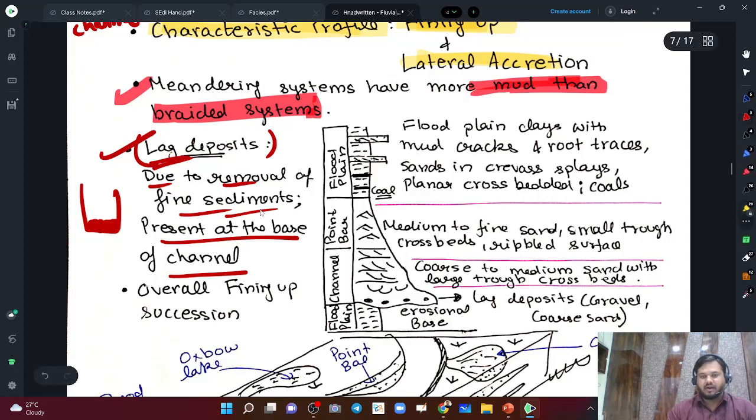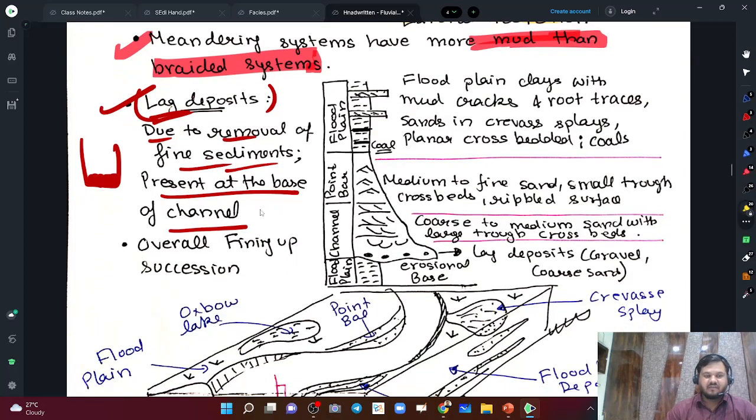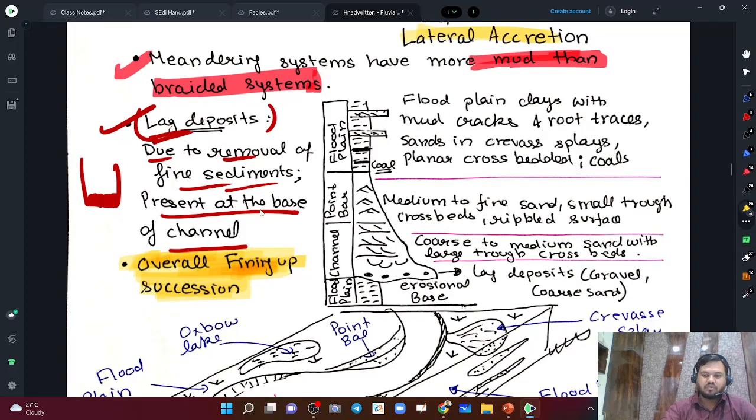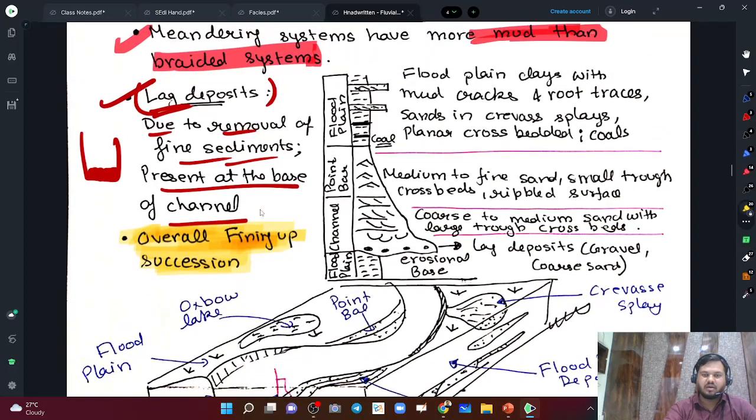And this is the keyword, right? This meandering river system will have an overall fining up succession, right? Sometimes UPSC can ask you directly: write a short note on a sedimentary facies which has a fining up succession. So you can write about meandering river, right? That is one thing. So this is how you will draw the log.